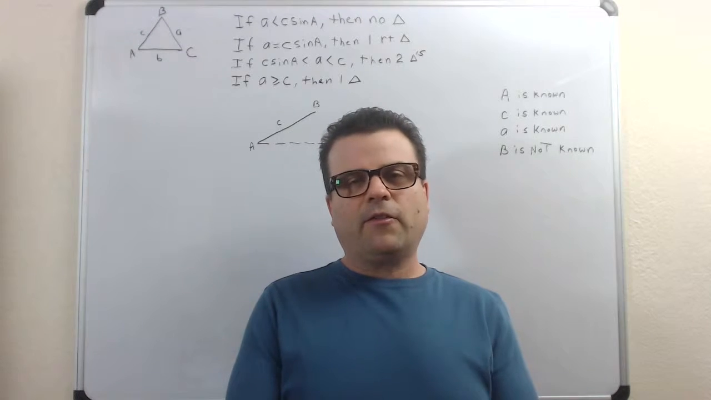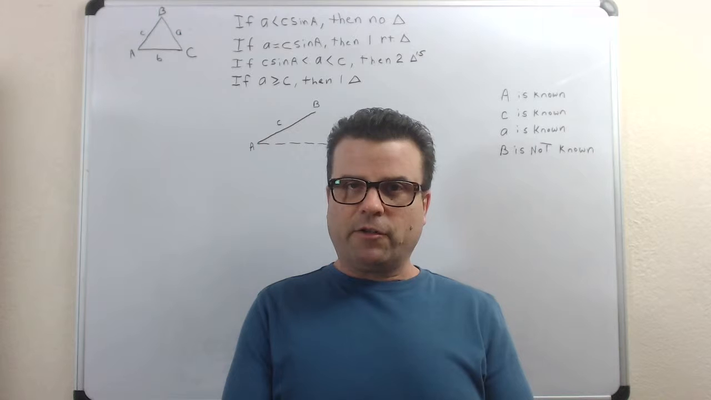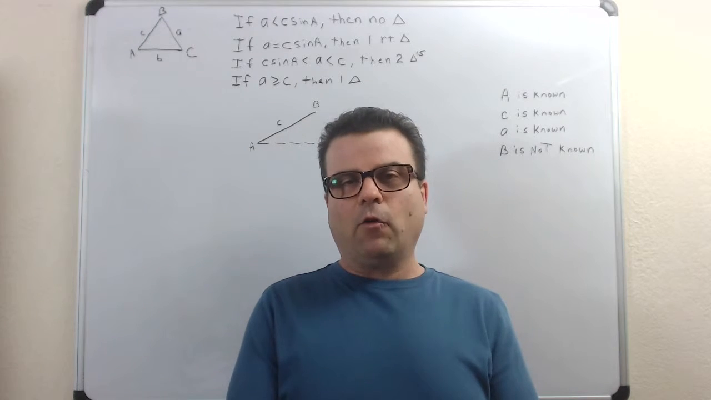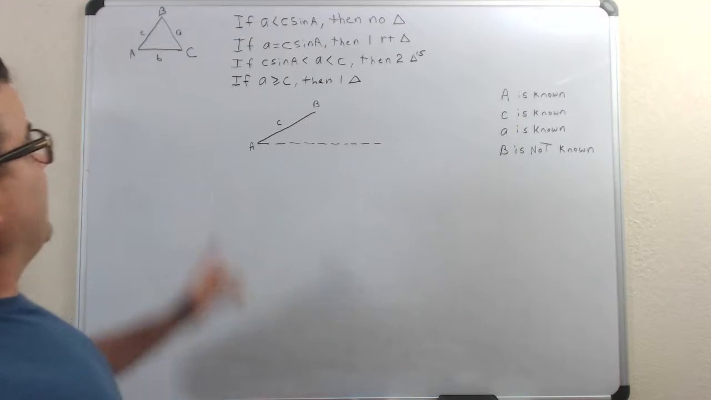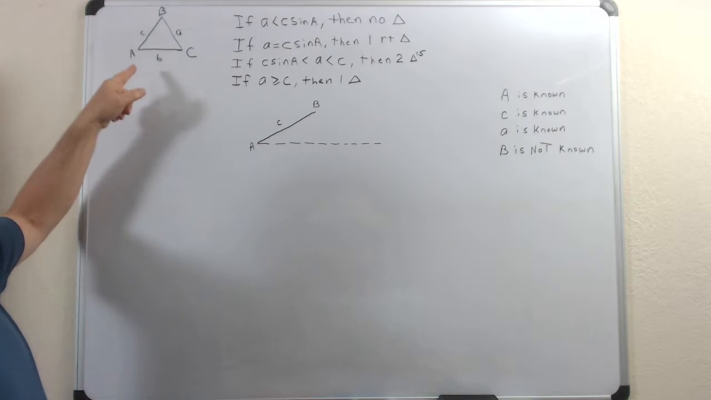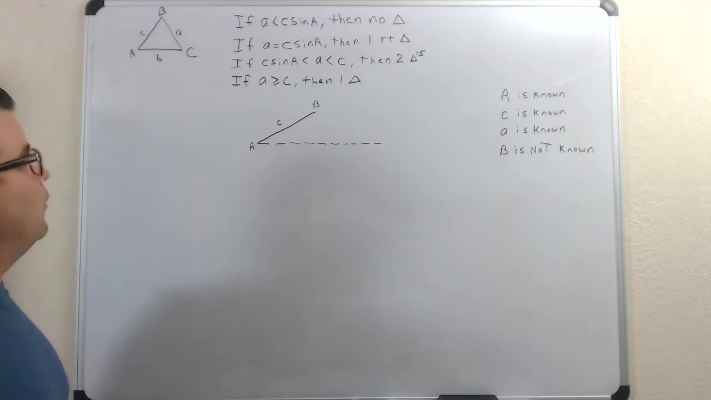The ambiguous case has to do with solving triangles, and it potentially occurs when you're given angle side of a triangle. So I wrote out some stuff.